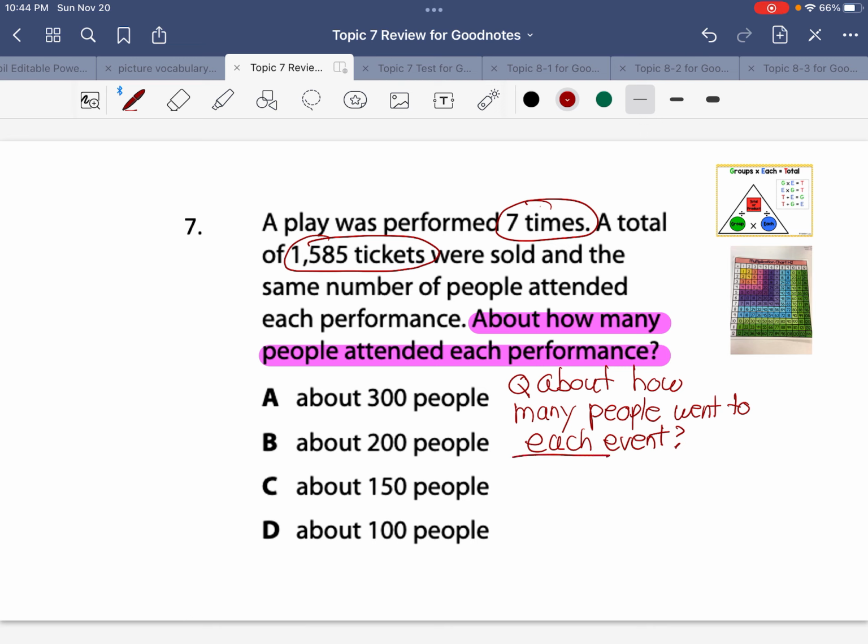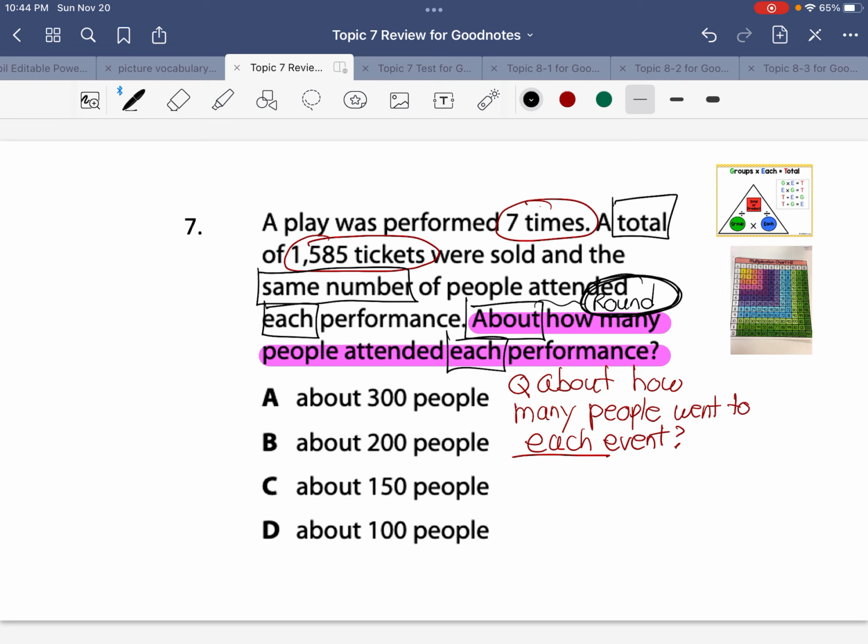Underline that each. Now I'm going to box in my keywords: total. So it's telling me I have a total. Same number, each, about, and each again, okay? So that word about is going to tell me that I'm going to round. It's been a while, but don't forget, about tells us that we're going to round.